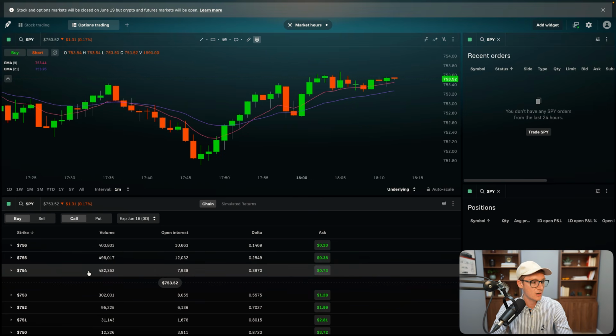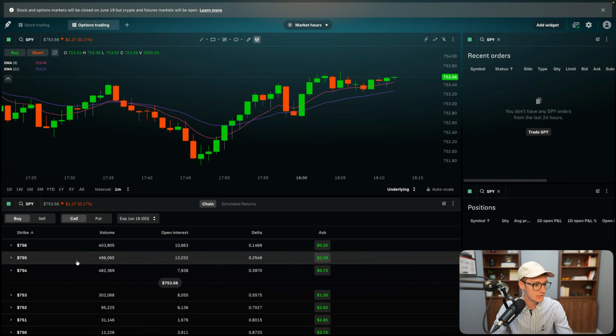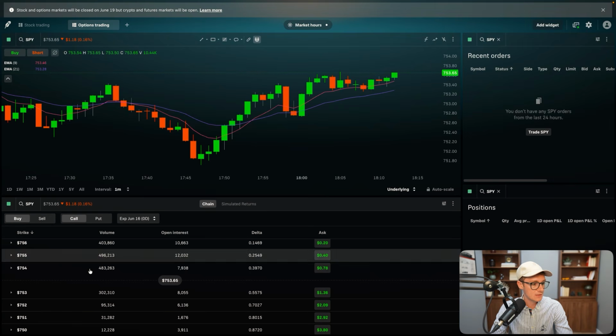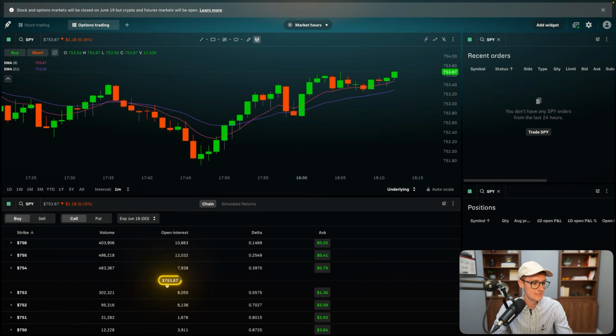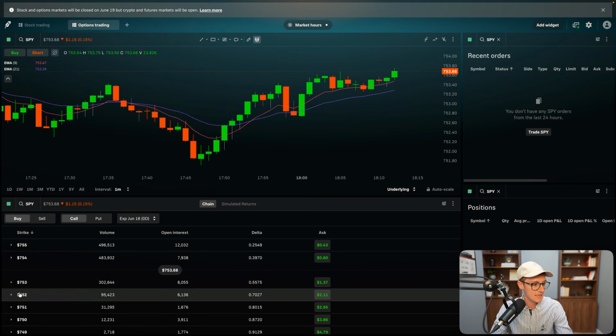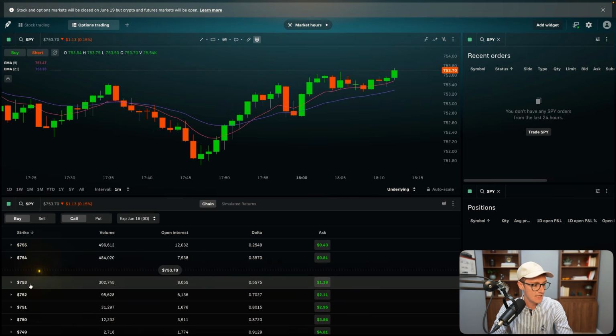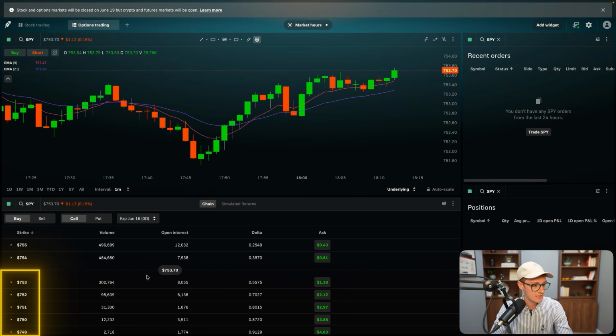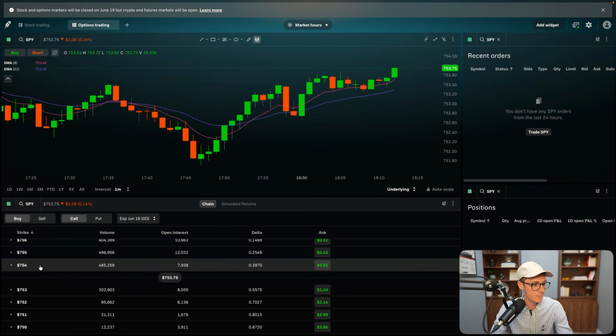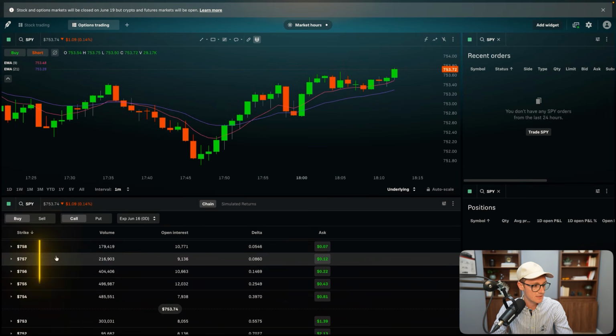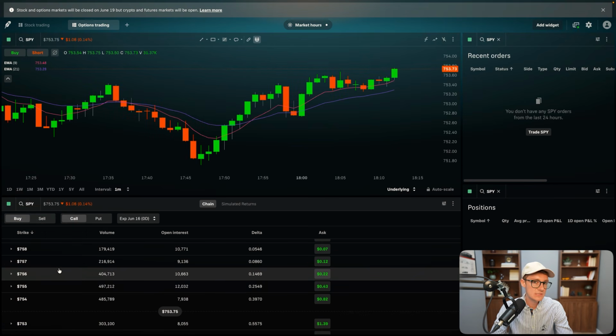You're going to want to look for a contract that is 1 to 2 strikes out of the money. Now, if we're on the call side, we can see the current share price of SPY is $753.67. That means that any strikes below the current share price on the call side are going to be all in the money. Any strikes above the current share price are going to be out of the money. And with puts, it's just the opposite.